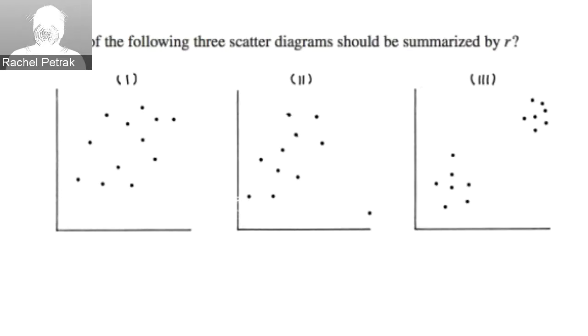In figure 2, you can see that there's an outlier in the bottom right corner. So we really can't use R on the data set as it is. In figure 3, this is a different type of nonlinear association. And again, it would be best to avoid use of R on this data set.